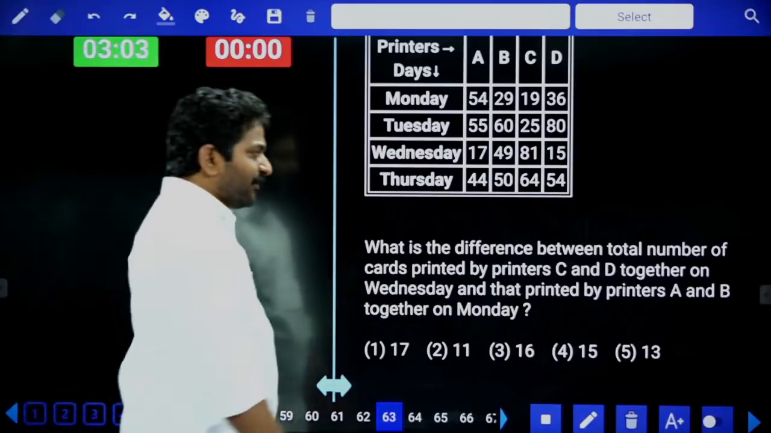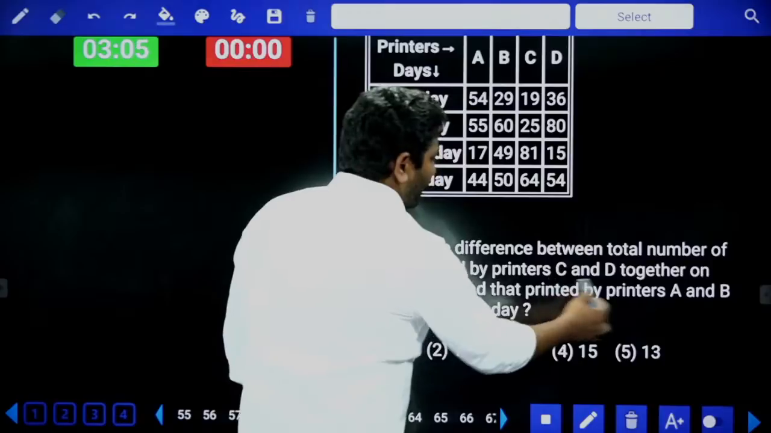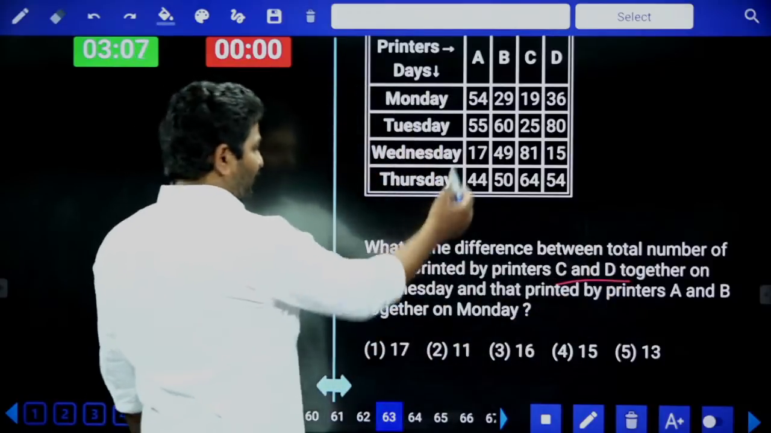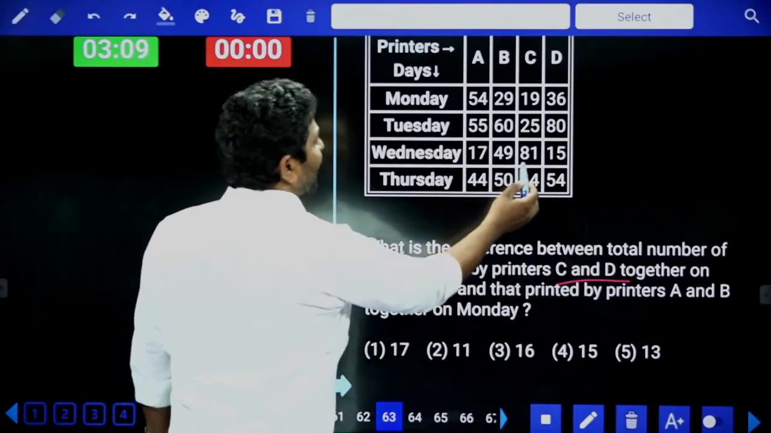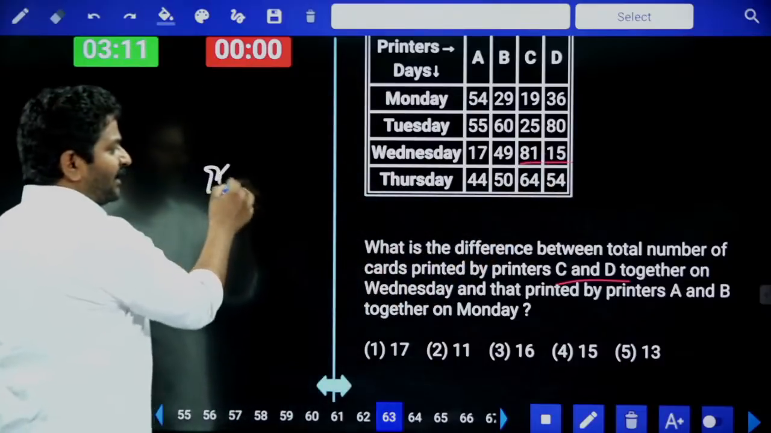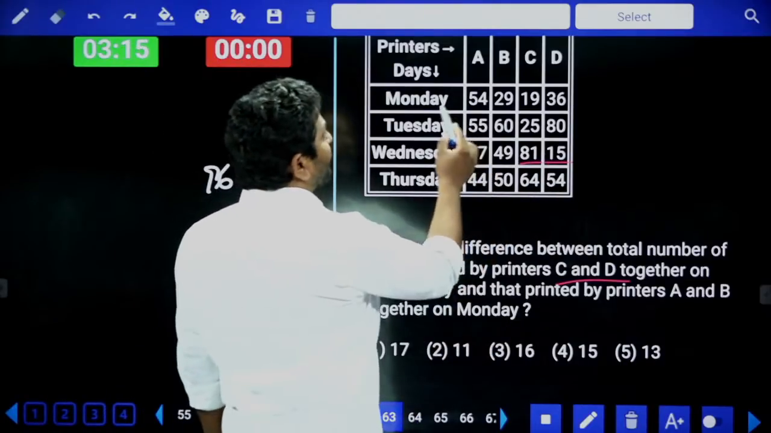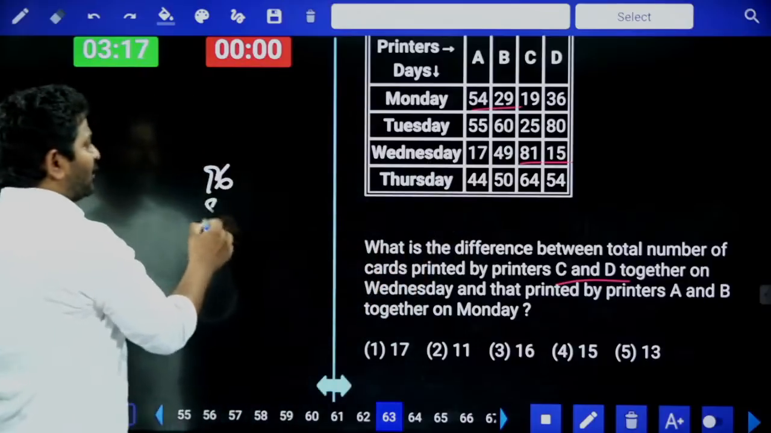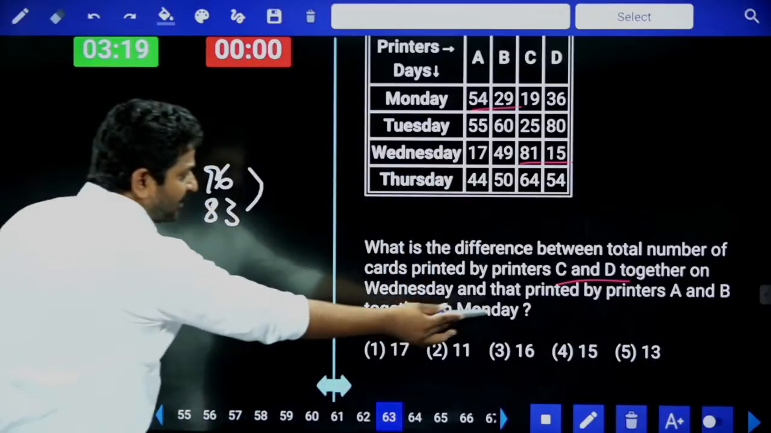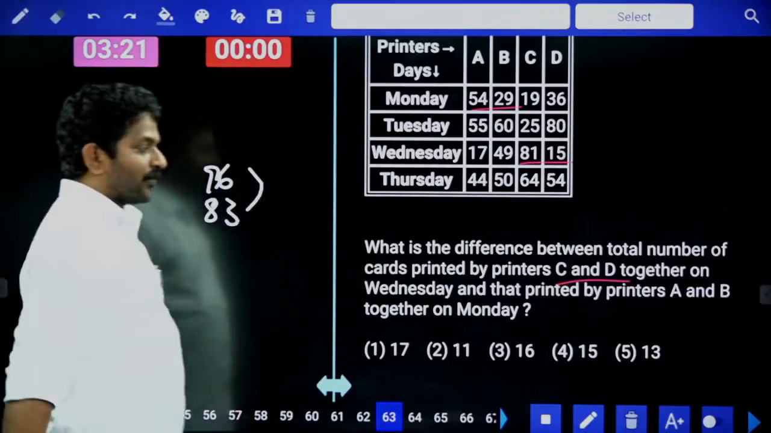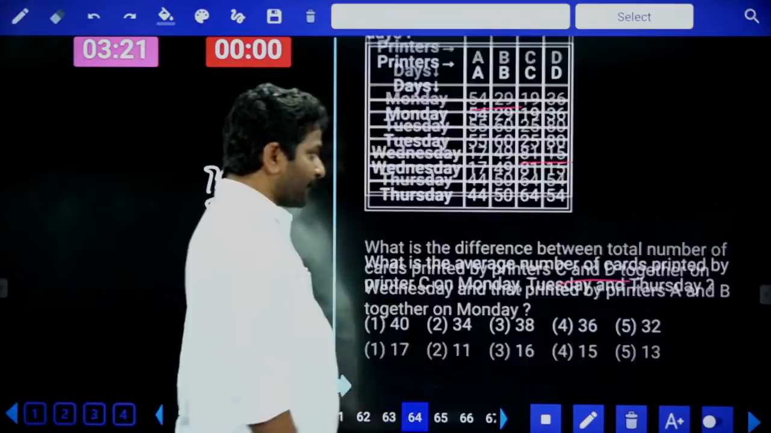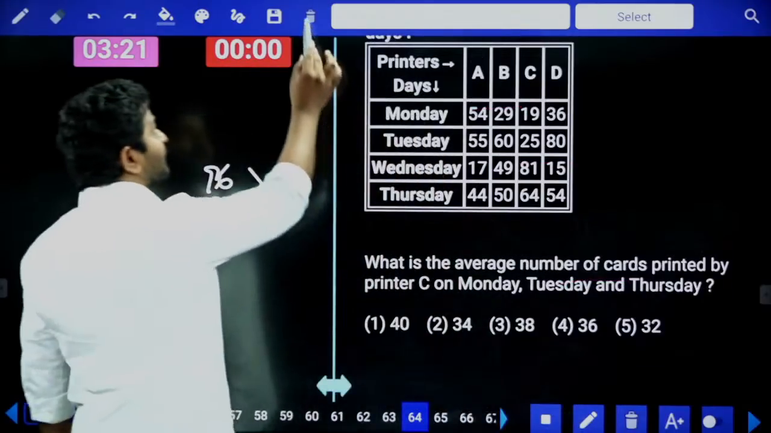What is the difference between total number of cards printer C D together? Wednesday. Wednesday C and D together, that is equal to 96. Printed by printers AD together on AB on Monday. Monday AB together, that is equal to 83. Difference is equal to 13 answer, which is fifth option. Fifth option is our final answer. Next.